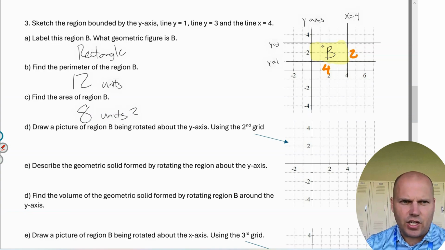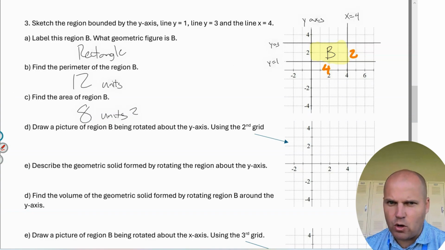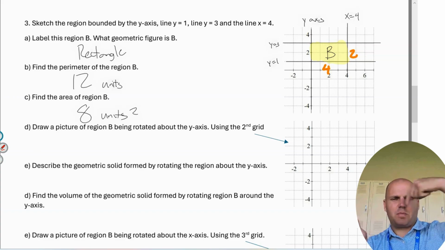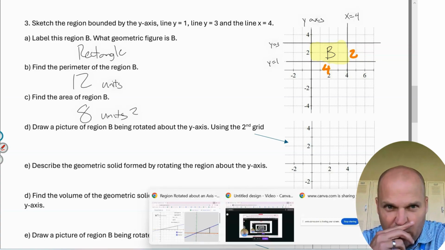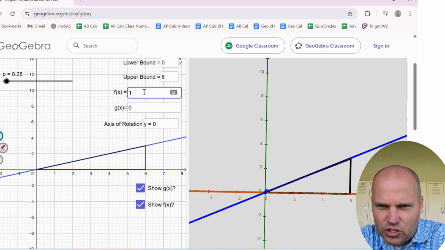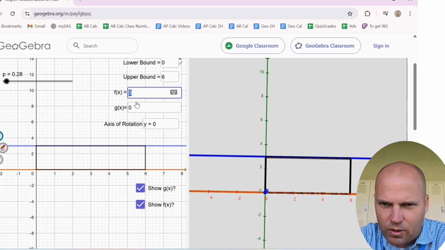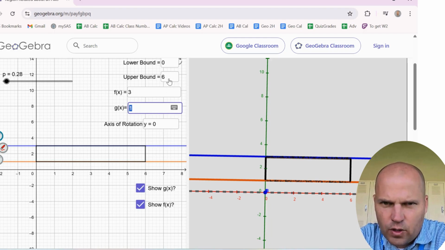Okay, so that's the shaded boxes, 8 units squared, the perimeter's 8. What if we rotate this around the y-axis? Okay, taking the region, spinning it around the y-axis. If I spin around the y-axis, I create circles on the top and the bottom. So we got y equals 3, y equals 1. Hopefully you can see this. You won't have this to help you. This is just for demonstration purposes. Y equals 3, y equals 1, from 0 to 4.